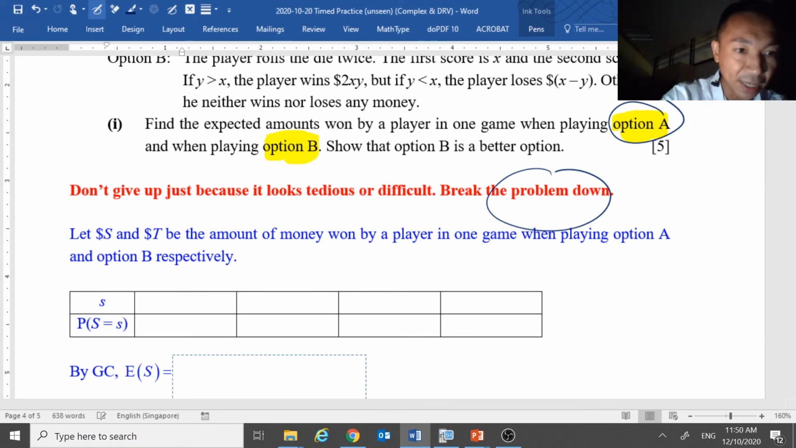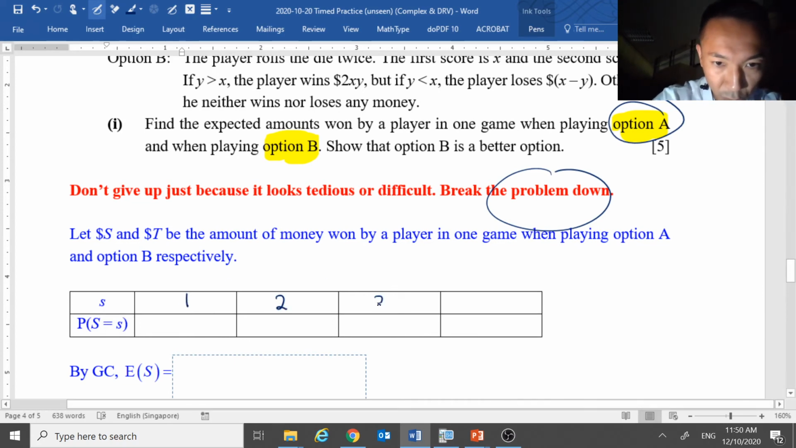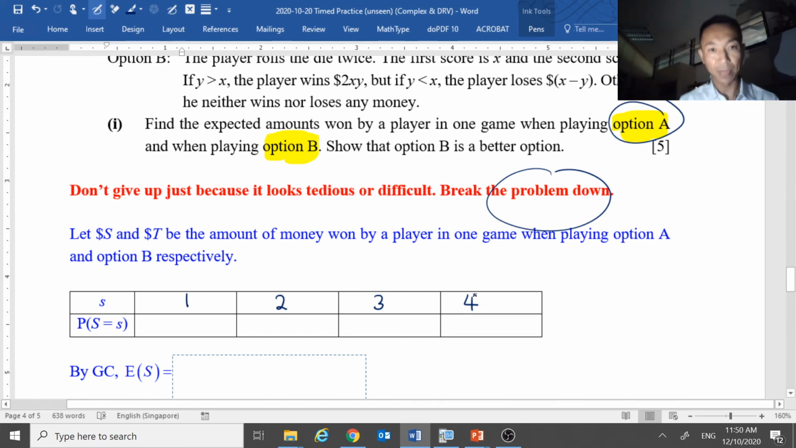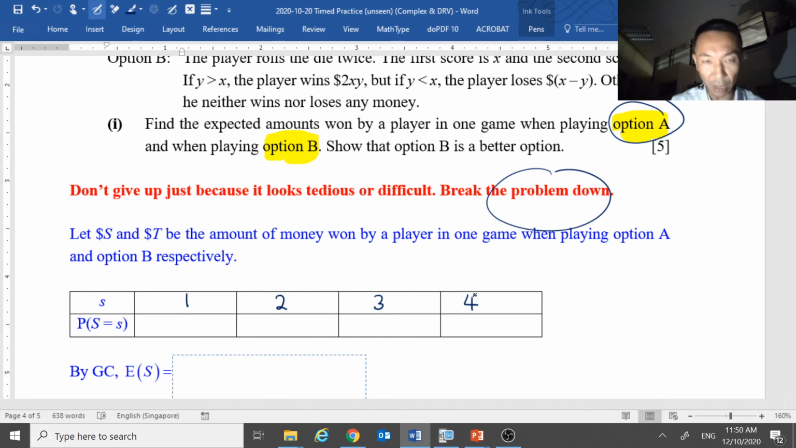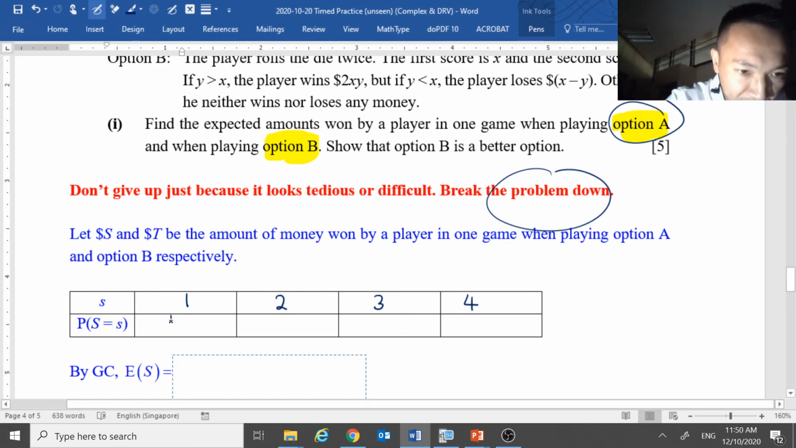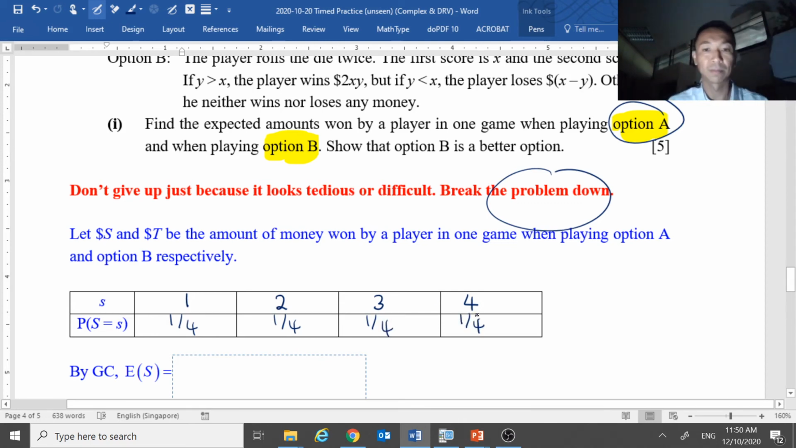Yeah, S is the amount of money. So can we easily fill this? This can be 1, 2, 3 or 4, because you have a four-sided die, alright, you can end up with 1, 2, 3 or 4. And actually it is a fair die. Can we safely say that this is 1 quarter, 1 quarter, 1 quarter, 1 quarter? Yes, 1 quarter.